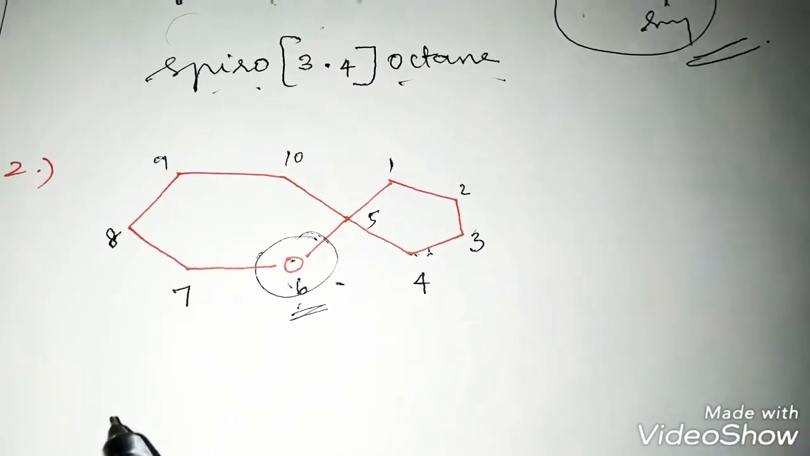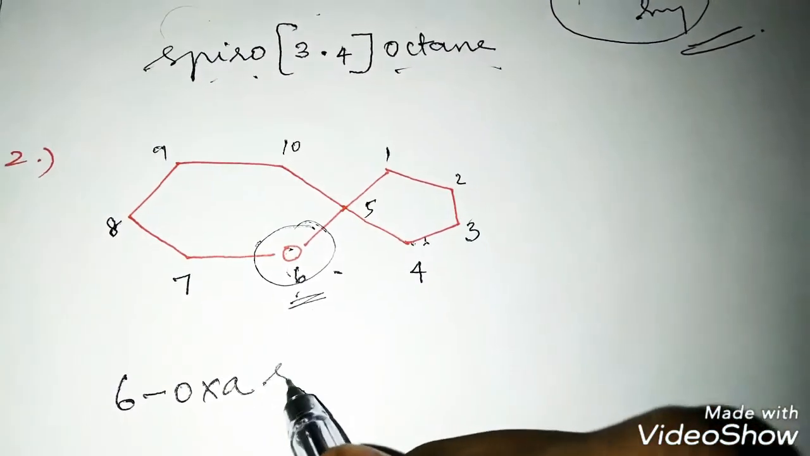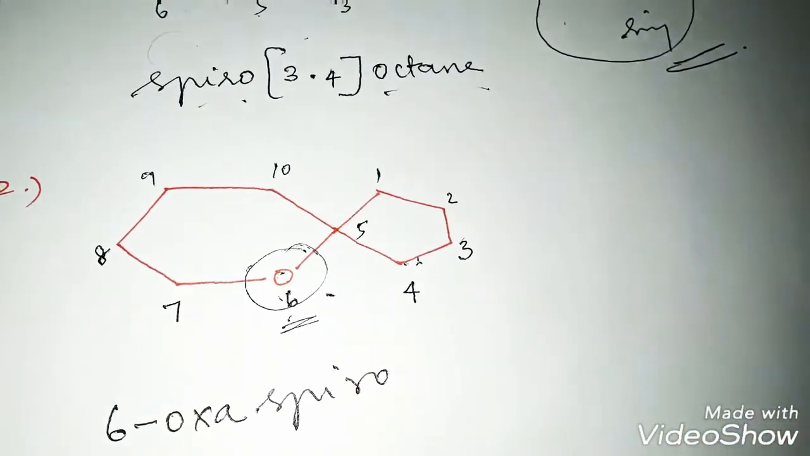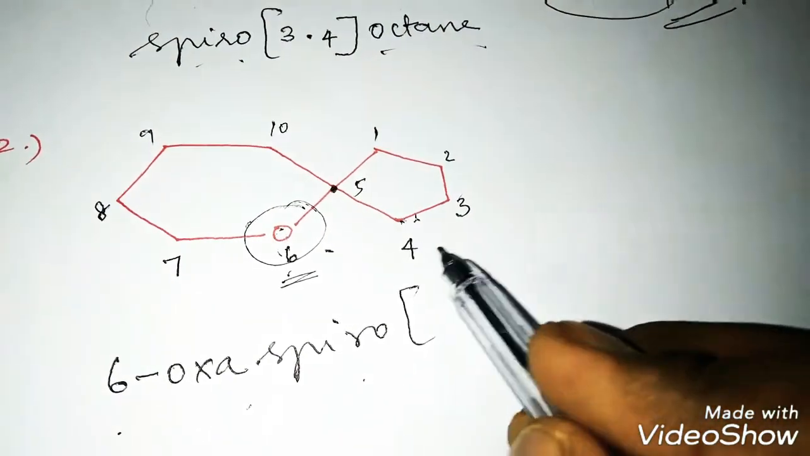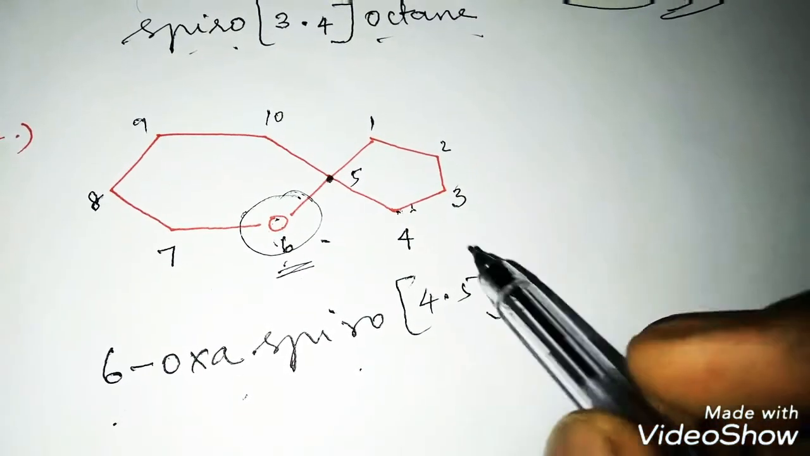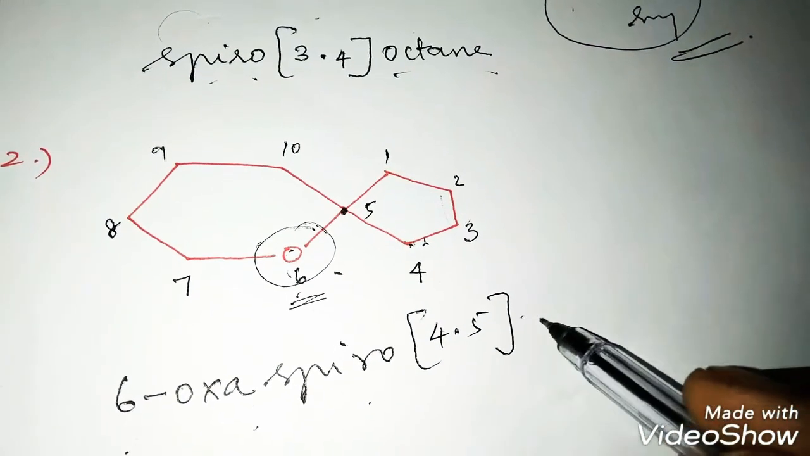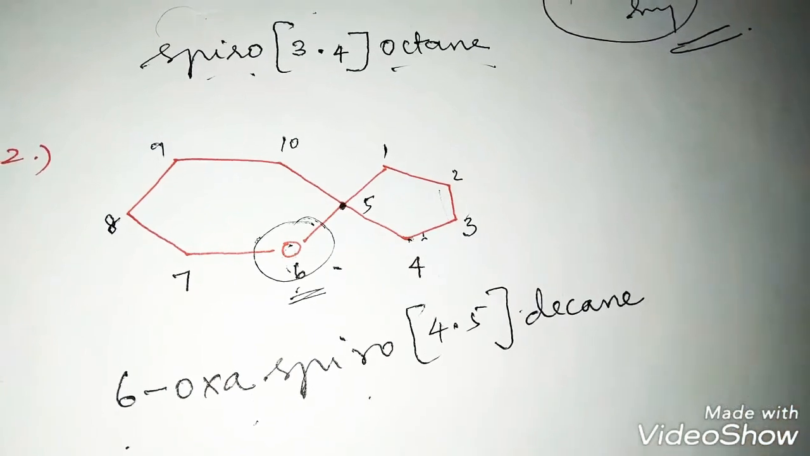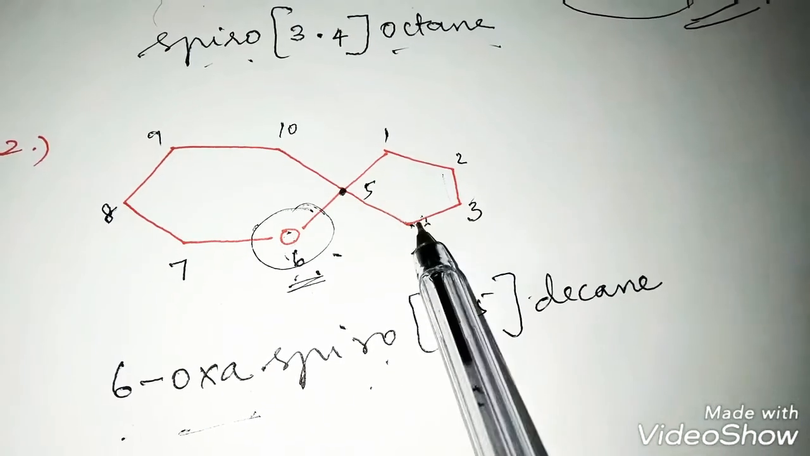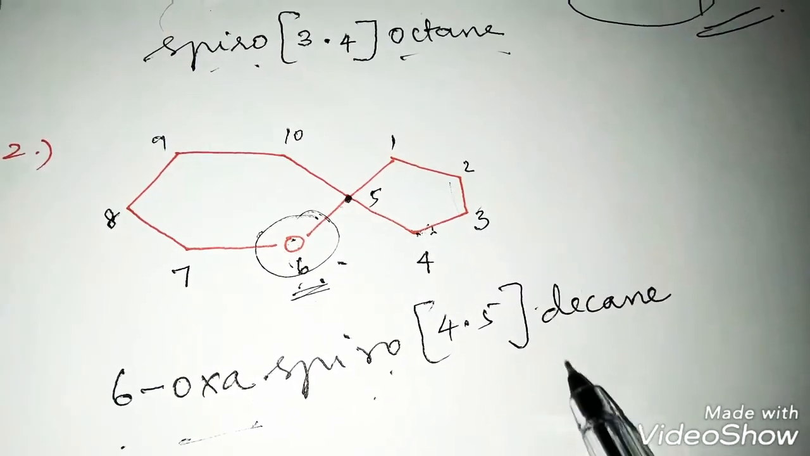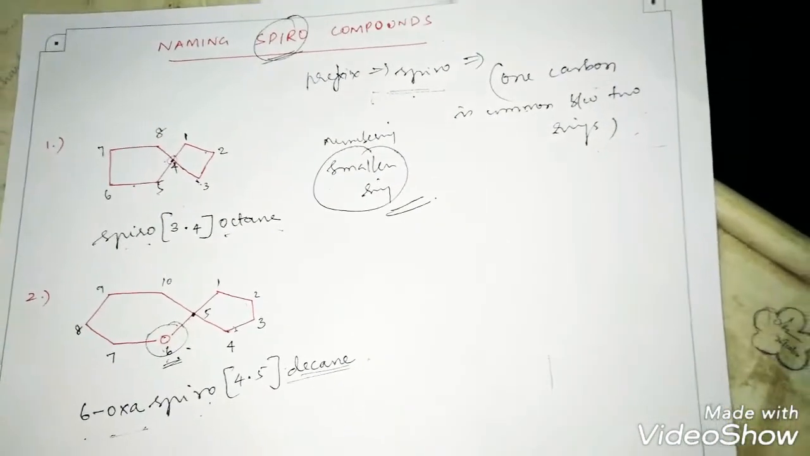It occupies the sixth position. So I'll put 6-oxa. Then it is a Spiro compound, I use the prefix Spiro. 6-oxa Spiro. The linkage starts at 4 and 5, correct? So I put 4,5 and it has 10 carbons. In the first video I told you, if we have 10 carbons, it is decane. So we have the name 6-oxaSpiro[4.5]decane. This is the IUPAC nomenclature for naming the Spiro compounds.